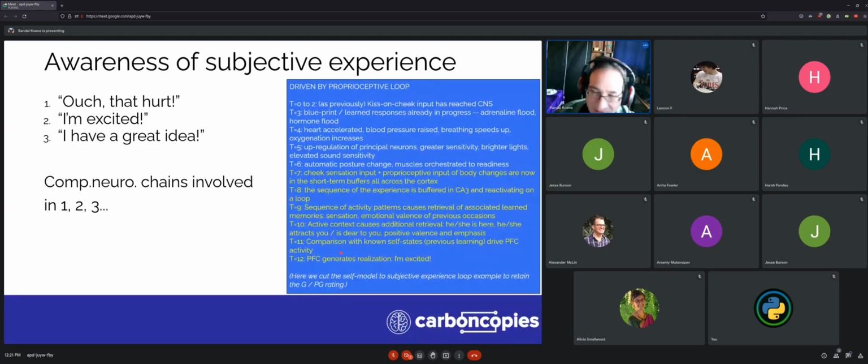The amygdala gets involved here. In time point 11, you do a comparison with known self states, so previous learning that drives the prefrontal activity at this point. Like, what are you going to do now, or what are you aware of? And that's when you realize, I'm excited. So you see, there's this whole part about the proprioceptive feedback from your body that's actually making you aware that you're excited. It's not as if that's just some magical thing hanging around in your soul going, oh, I'm excited. No, it's this feedback loop. And so at this point, I'm just going to not continue that example to keep this PG rating.